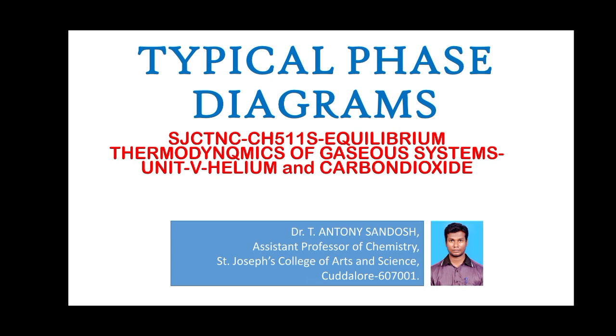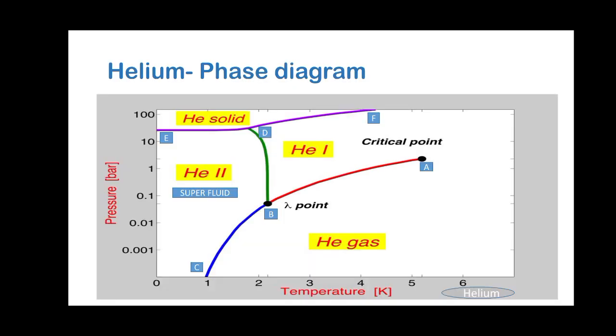When we have a phase diagram, it explains several equilibriums which are considered for that particular variable like pressure, temperature and other things. Now in this video I would like to explain two typical phase diagrams which have typical behavior. First I would like to explain the phase diagram of helium.